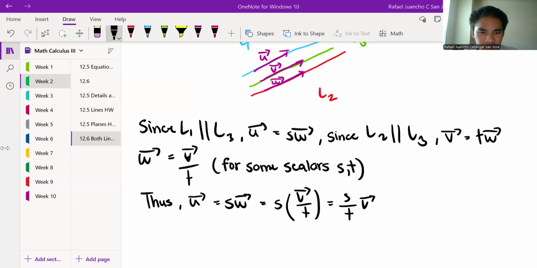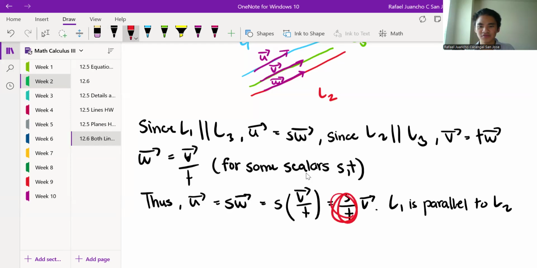Thus, L1 is parallel to L2. Yeah, because there's just some number at the end of the day. So u is equal to some number times v. So that's how we prove that L1 is parallel to L2.